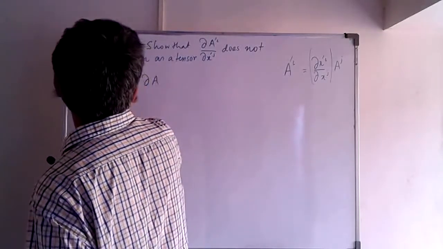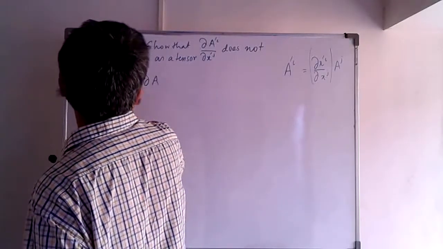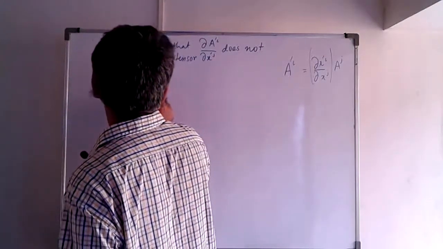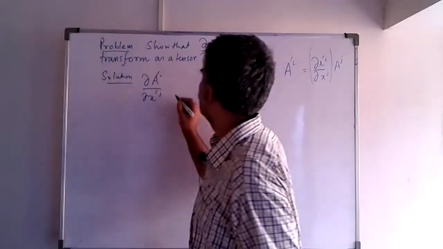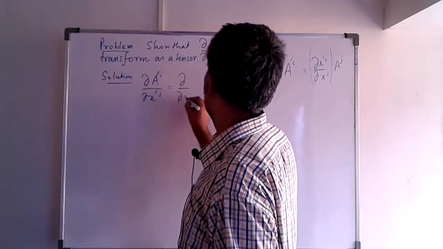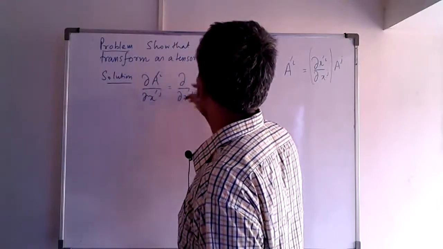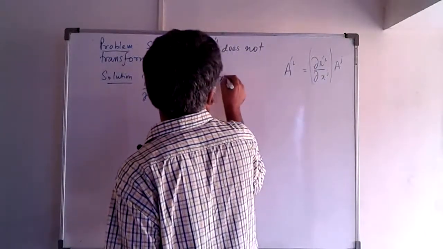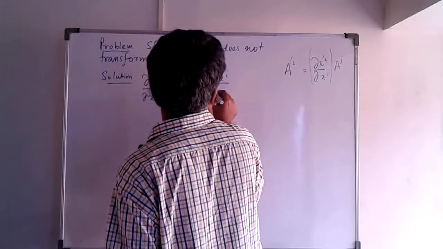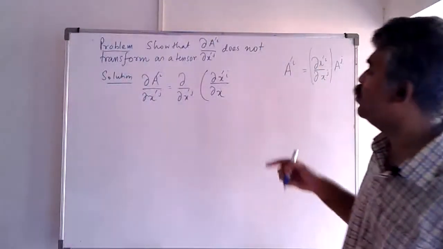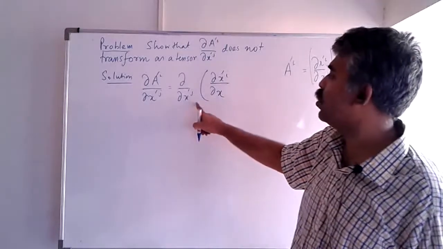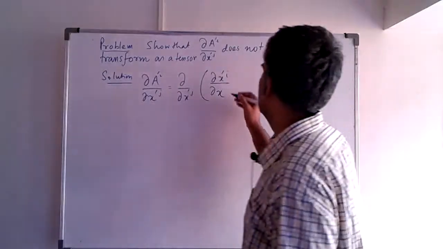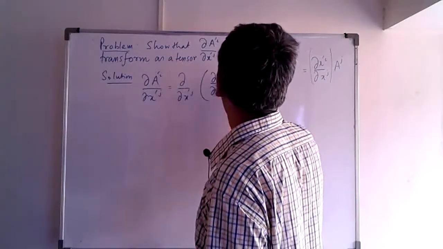Solution: del A prime i / del x j is equal to, I can write it like this, del prime x j. And so what is A prime i? A prime i is this, del x prime i / del x. You must change the dummy index. This j is already a free index taken here on the left hand side, so you can't have a dummy index j, so take it as k, A k.